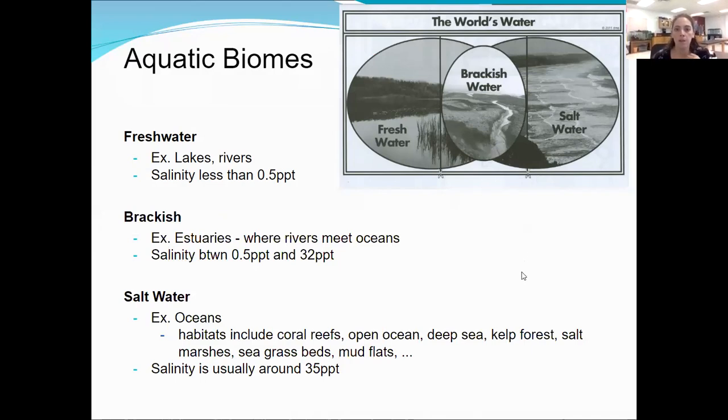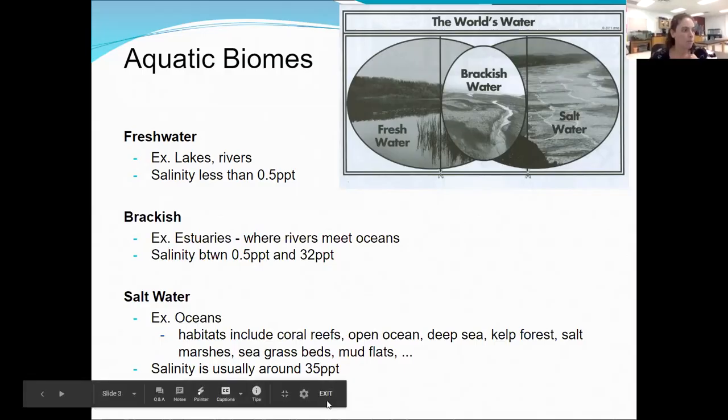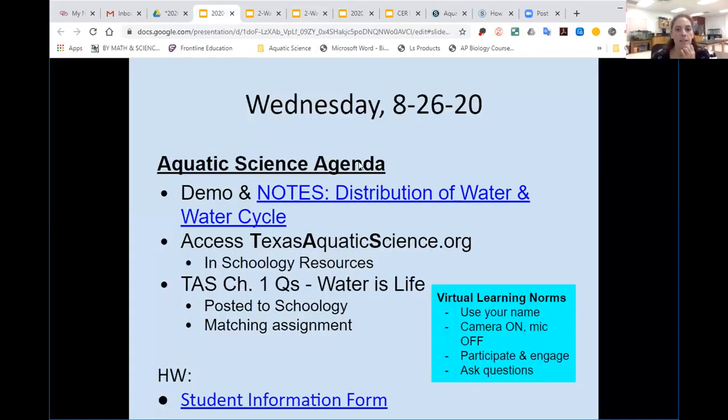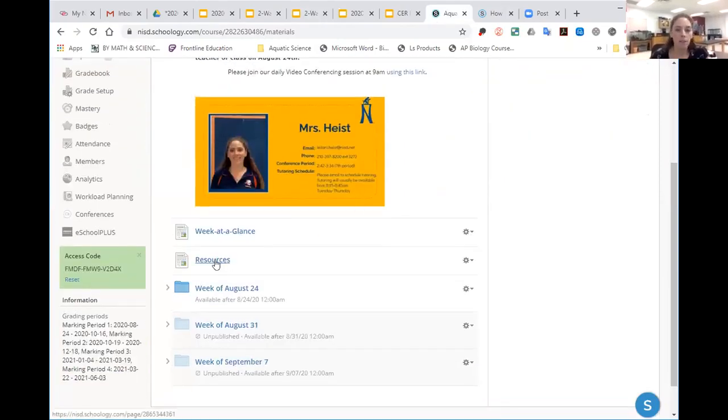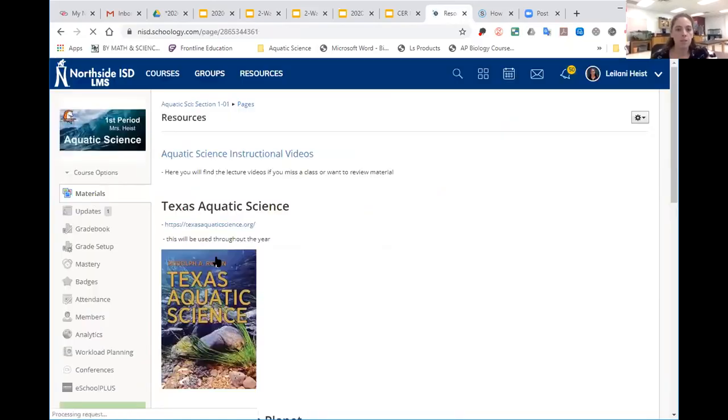So, here we have another way to look at the distributions of water. If I exit this and come back to our agenda, we've got 2 more things to look at. A resource that you're going to need to use for today's assignment. So if we come here to Schoology, let's look at our resources page first. And on our resources page, instructional videos where you can find recordings of lecture like the one you're watching now, as well as links. We're going to use this first link here, Texas Aquatic Science.